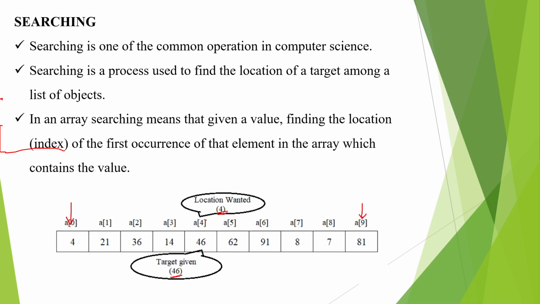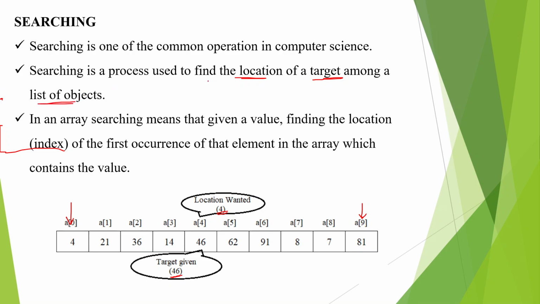This is the output from this algorithm, as simple as it is. We are searching for a particular item, and wherever we locate that item, we return the index value. That is what the searching algorithm will do. Here you can see, searching is a process used to find the location of a target among a list of objects.